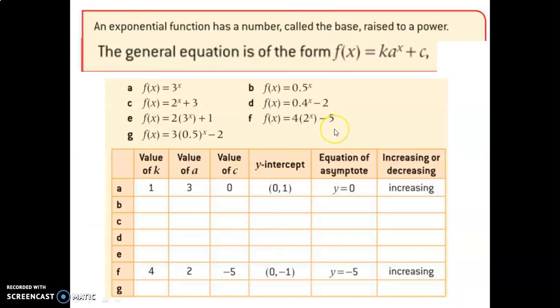All right, let's finish with this. All the ideas you've learned are in this one problem. Let's figure it out. A general equation of an exponential graph looks like this. We have a number in front, k, then the base, a, and then the number we add at the end.